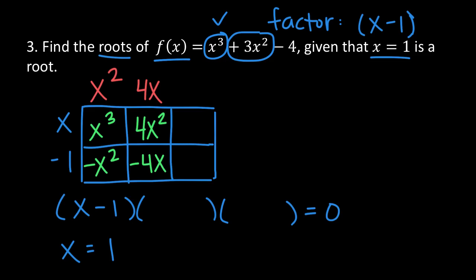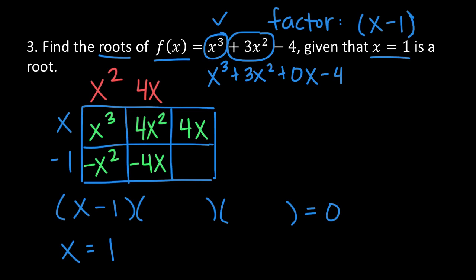Okay, I'm looking at this box here, and I'm trying to add something to negative 4x to get 0 x's in the original f of x. So f of x is x cubed plus 3x squared plus 0x minus 4. There's no x's. So these boxes need to add up to just 0x. So this would have to be positive 4x, negative 4x, and positive 4x. Now these add up to get 0x.